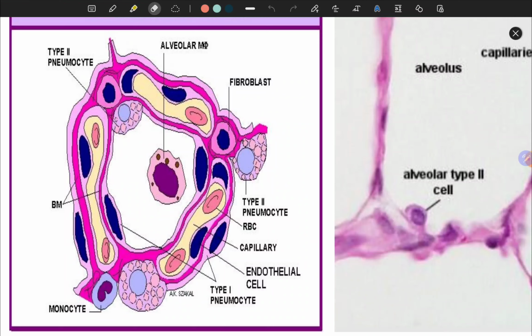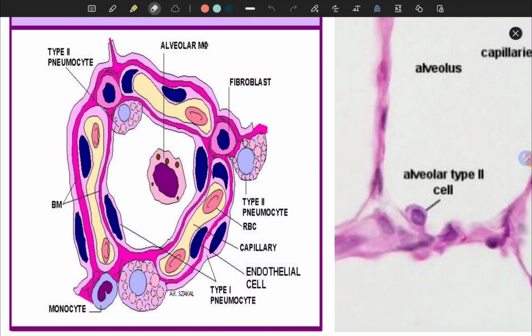So here, this is the capillary, this is the lumen of the capillary, and these are the RBCs inside it, and this is the nucleus of the endothelial cells lining the capillary. So it is a very close relationship between the endothelial cells of the capillary and the pneumocyte type 1 cell that will allow the gas to exchange between them.